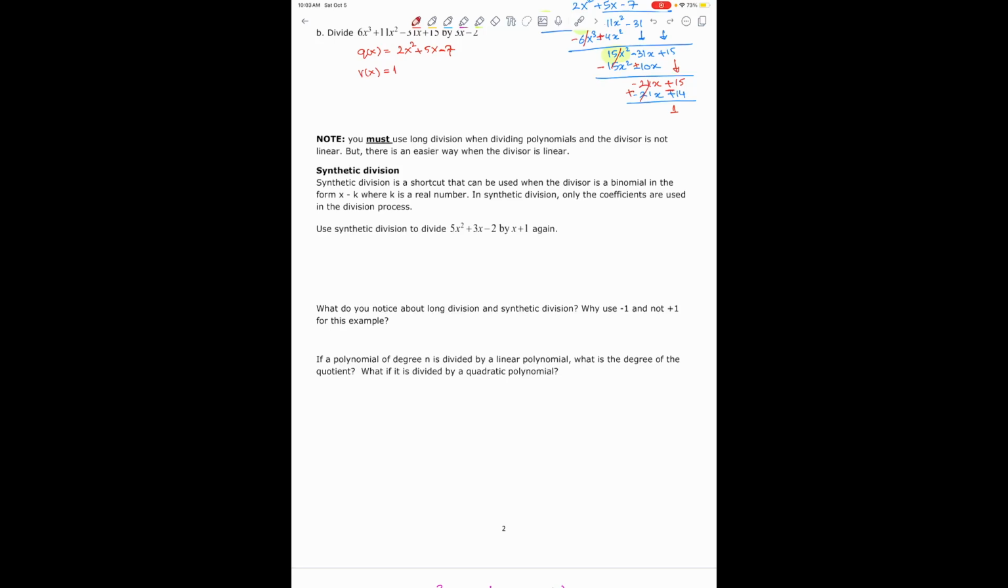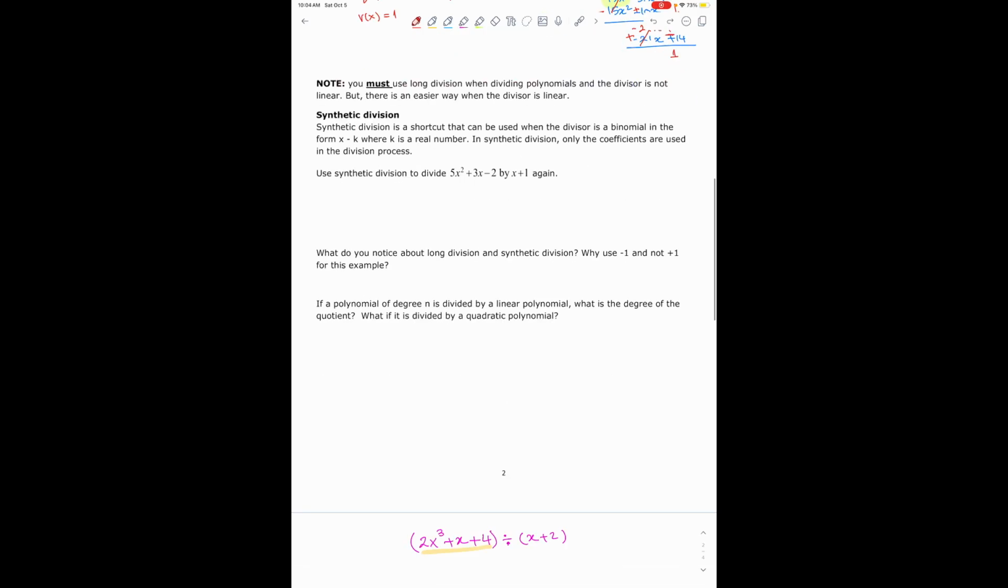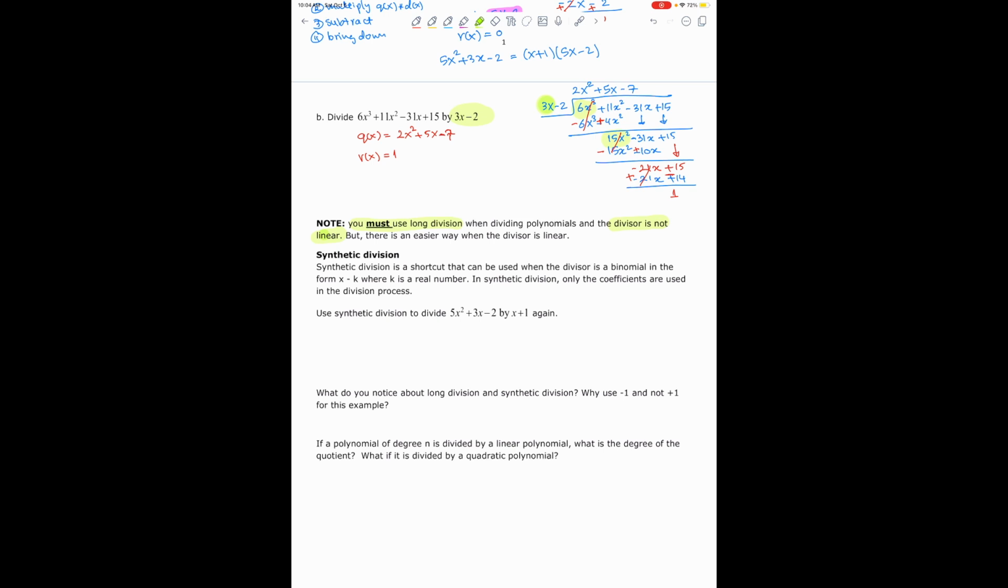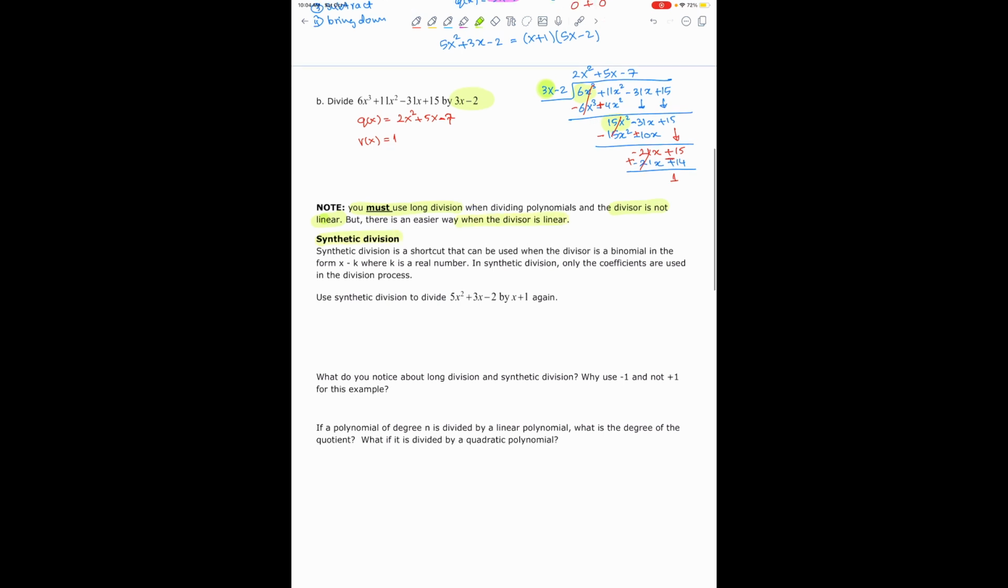Section 5.4, synthetic division. In the last part, I showed you how to do long division. And that long division, you must use long division when the divisor is not linear. But if the divisor is linear, we can use a different method, which is easier. That method is basically the synthetic division or the collapsed division.